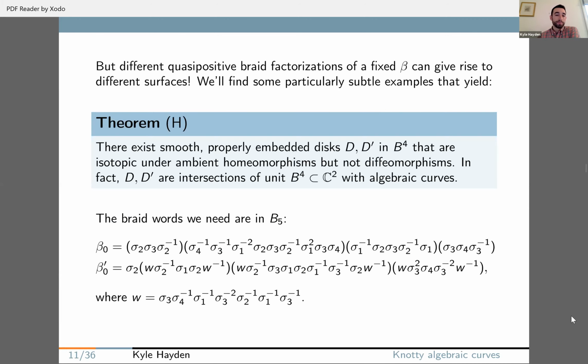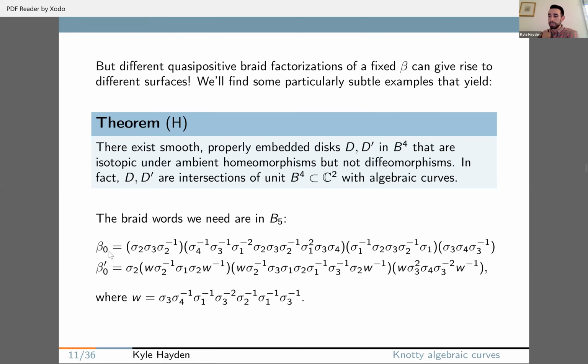Okay. And I don't know that it's going to mean much to you, but if explicit braid words are your thing, here are two particular examples. These are both in the 5-stranded braid group, and you'll see that they have the same number of terms. Each has 4 terms in them, but evidently they're not the exact same factorization.